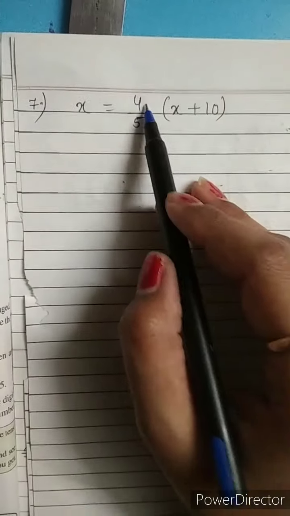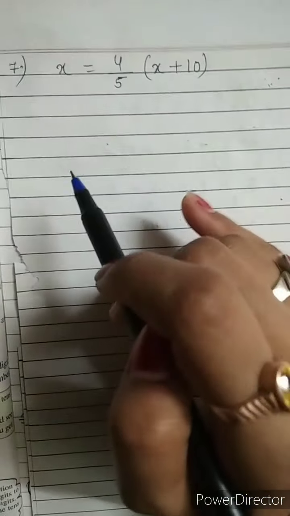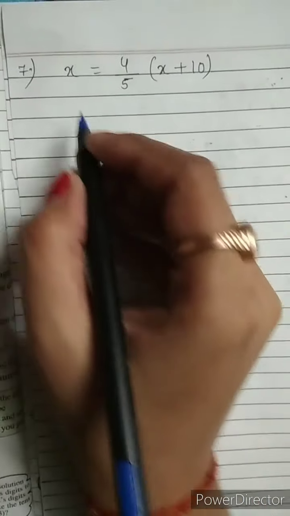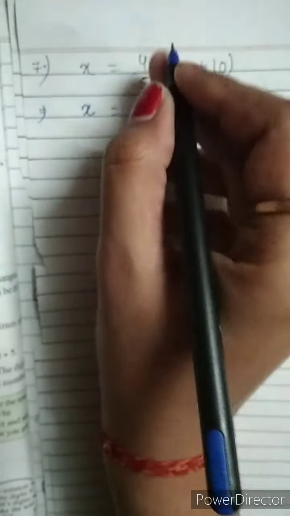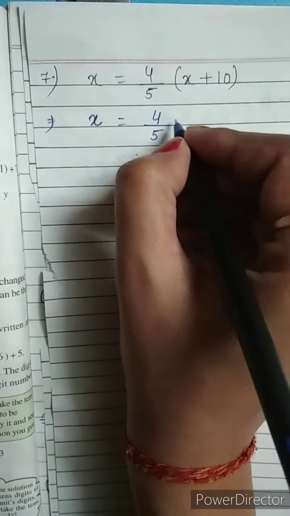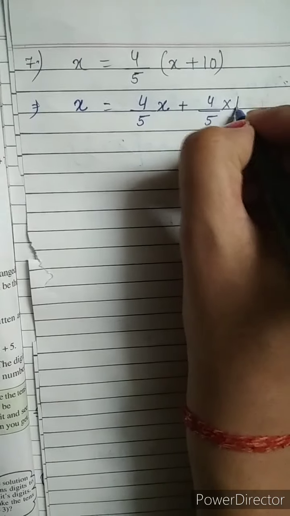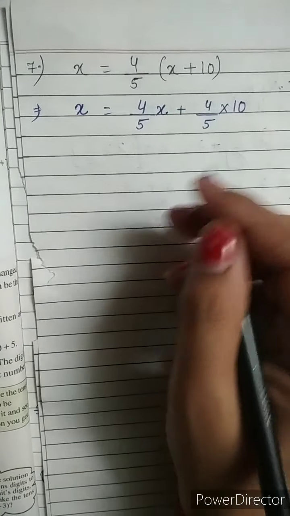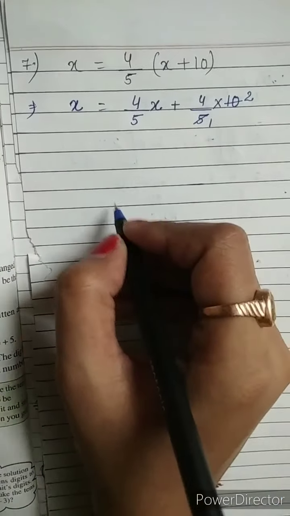Now question number 7 tells us x is equal to 4 by 5 multiply by x plus 10. Like in question number 6, firstly we have to solve the bracket. So 4 by 5 will go near to x, that will become 4 by 5x, plus 4 by 5 into 10. But how? In the multiplication. When we reduce it, 5 1s are 5 and 5 2s are 10.